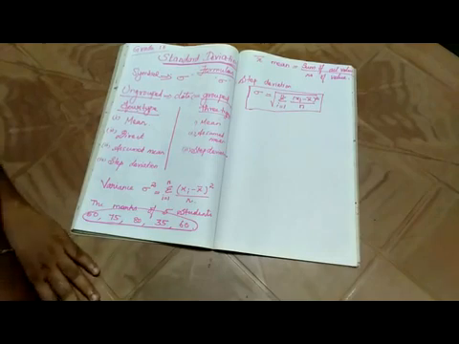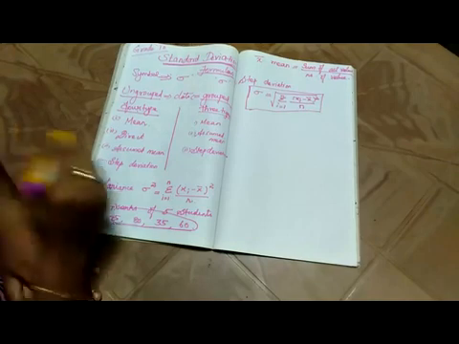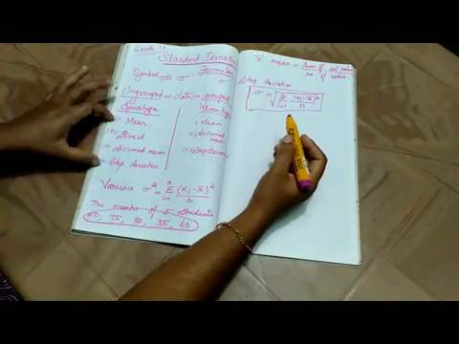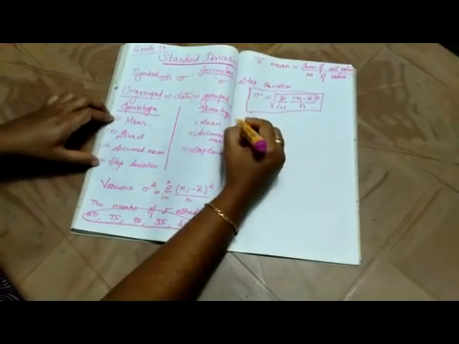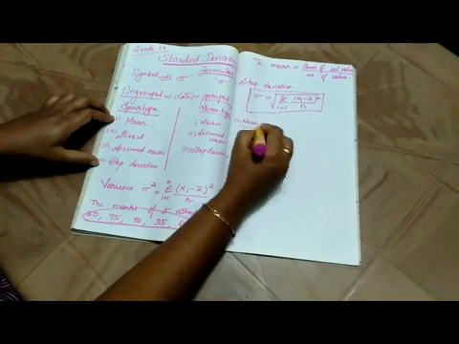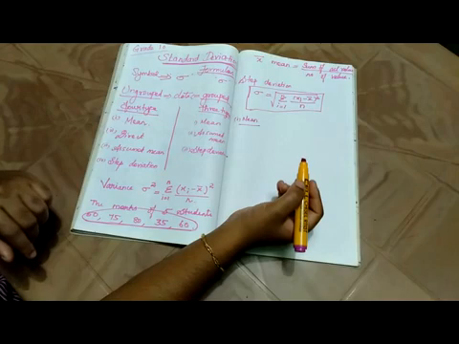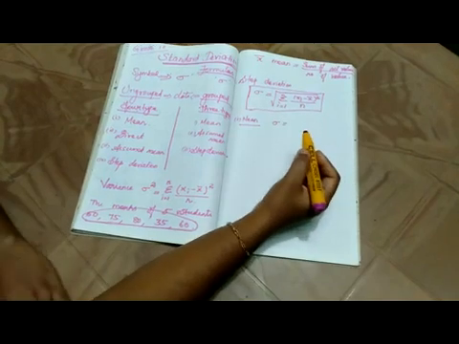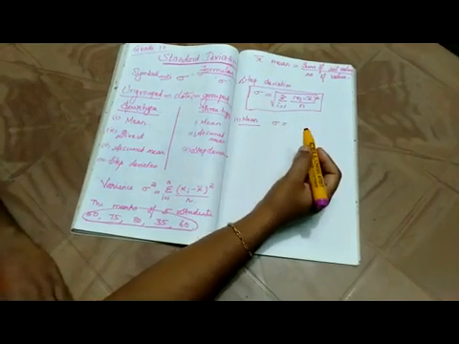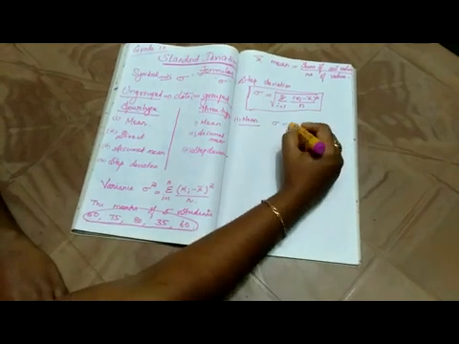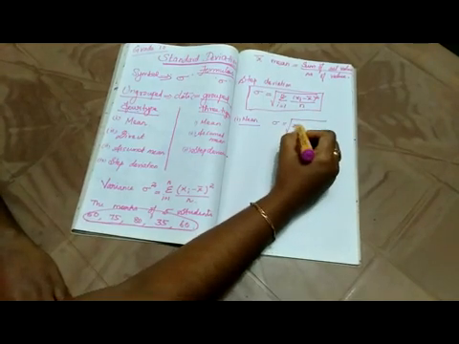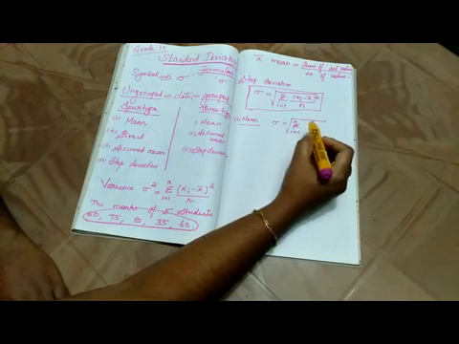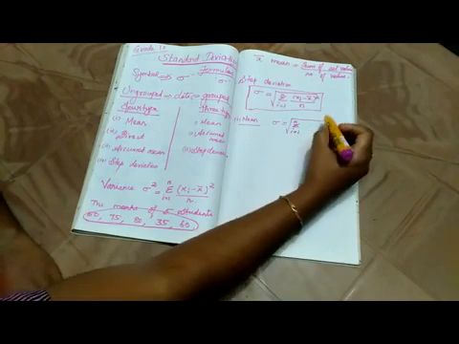Now let's see. First, ungrouped data. For ungrouped data there will be how many types? Four types. The first one we see is the mean method. So using the mean method, the standard deviation sigma is equal to the square root of summation i is equal to 1 to n.